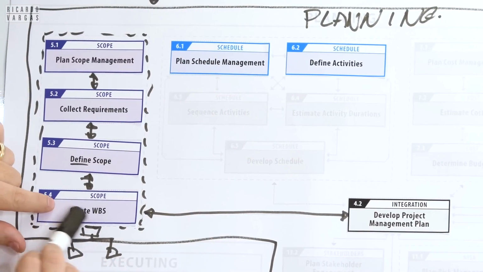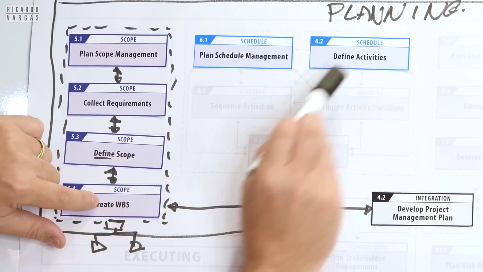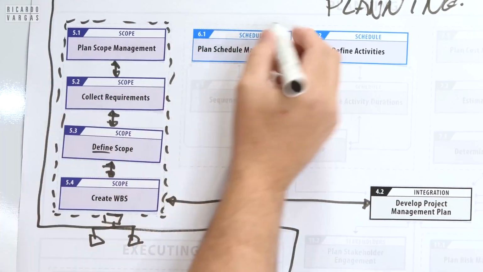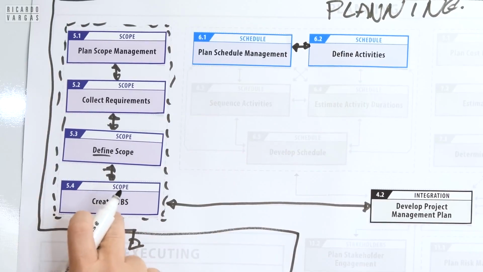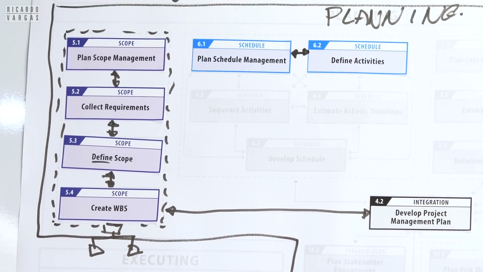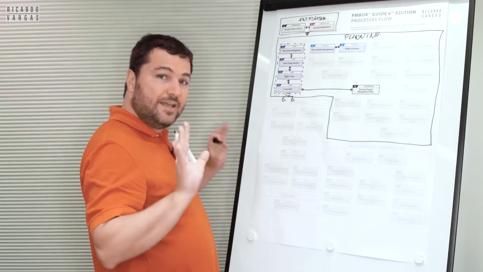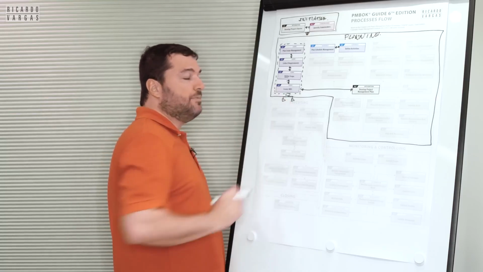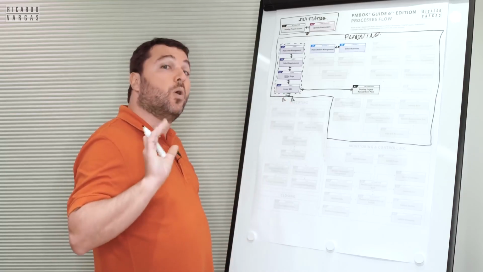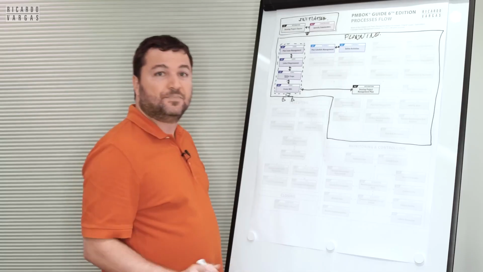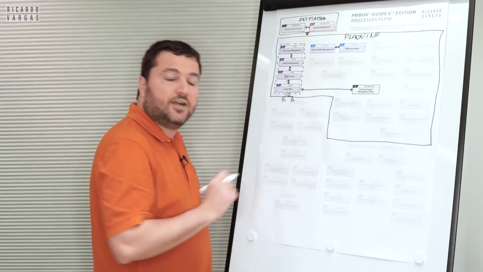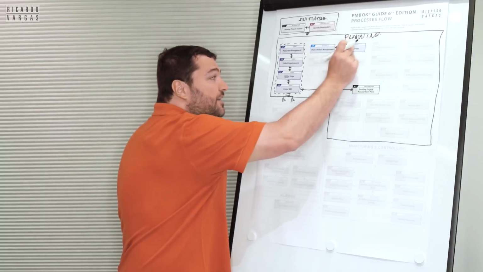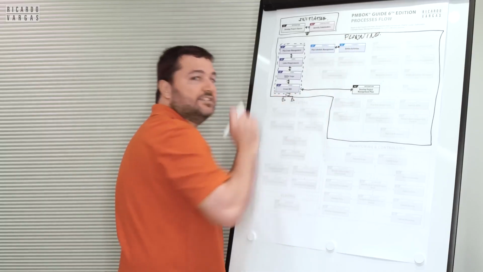Here you create a WBS. Here you are defining the activities you need to accomplish to deliver that work package on your WBS. Let me give you an example. WBS package: door. Tasks: cut the door, frame the door, put the lock. These are the activities that will deliver that scope.